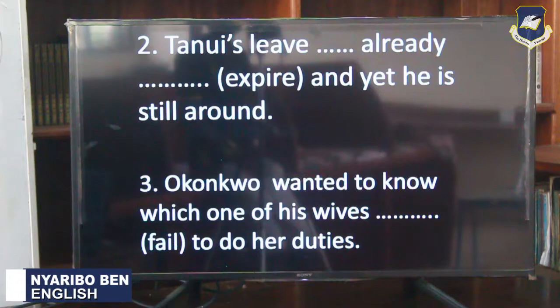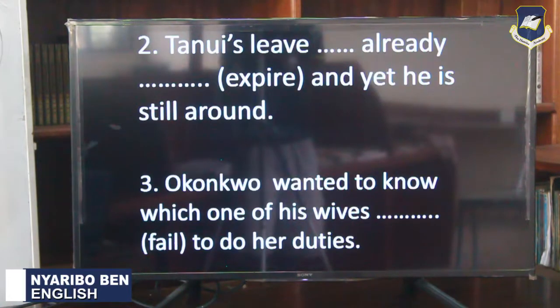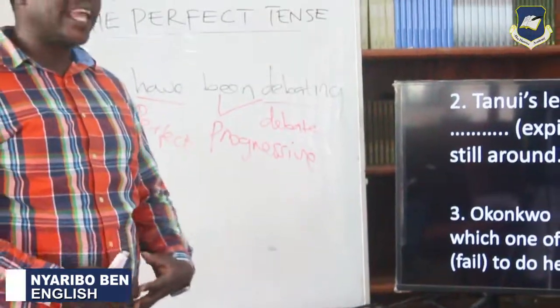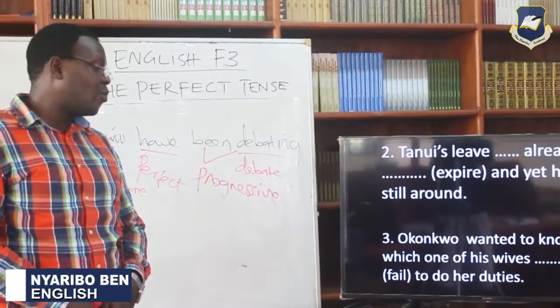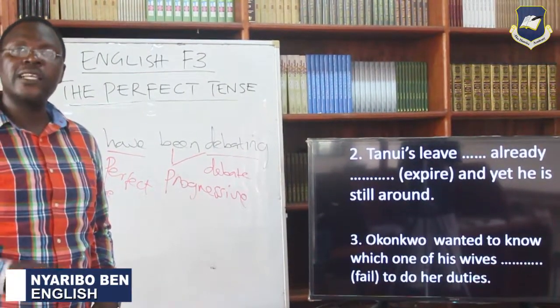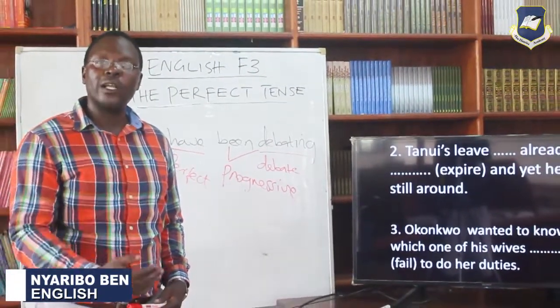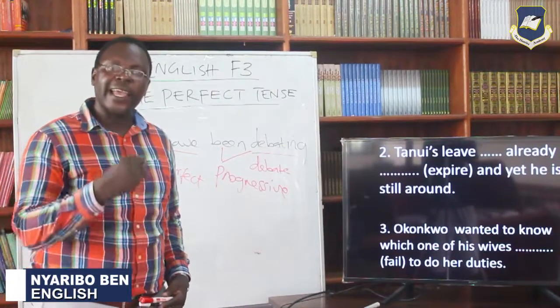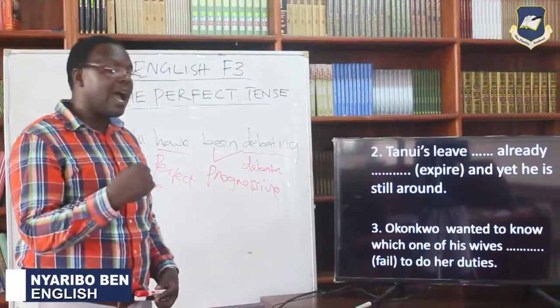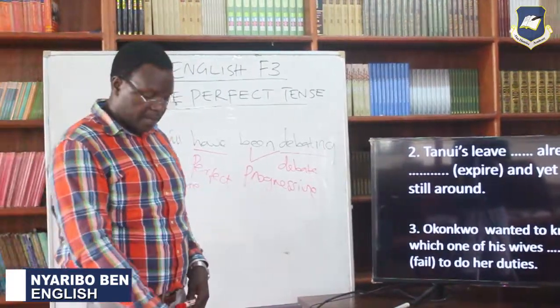Three, and finally, Okonkwo wanted to know which one of his wives dash to do her duties. From the sense of the sentence and from the tense, this is something that has already been done. So when we say Okonkwo wanted to know which one of his wives had failed to do her duties, had failed is the past perfect.